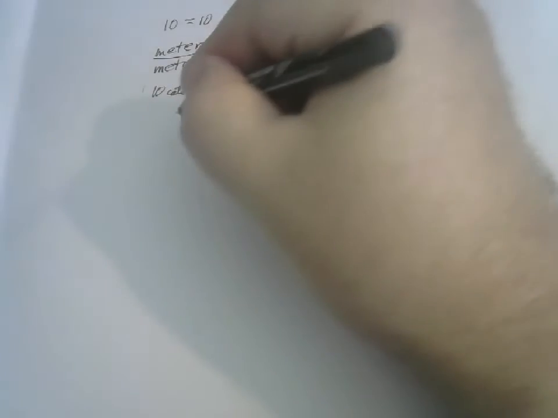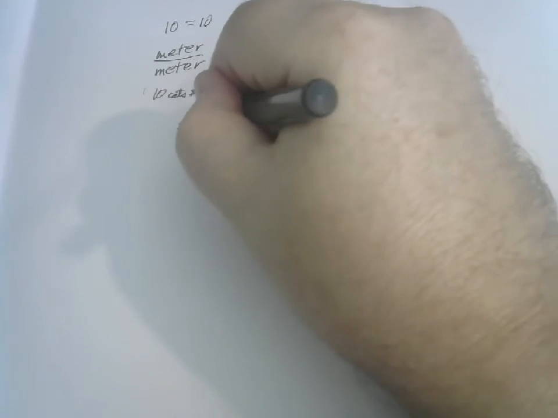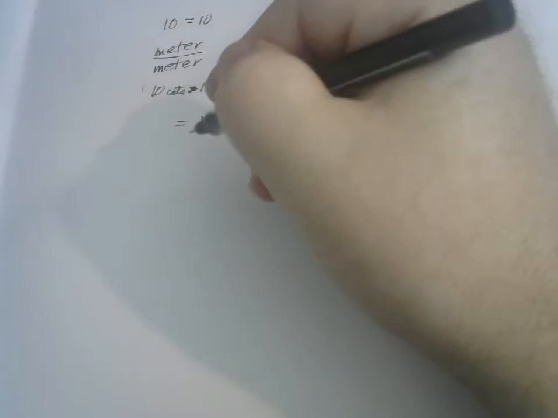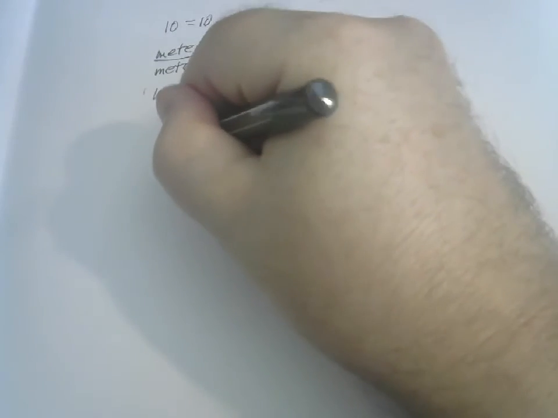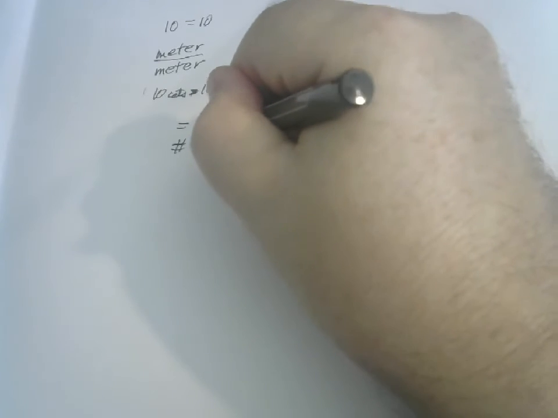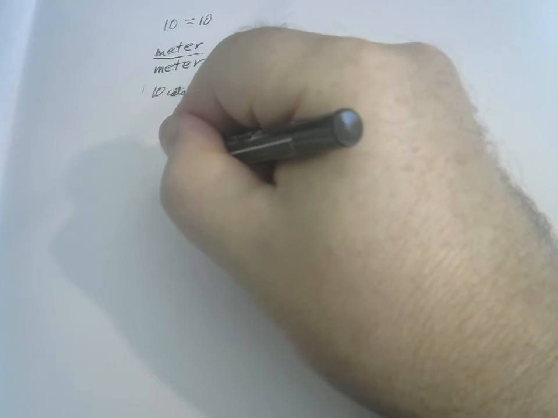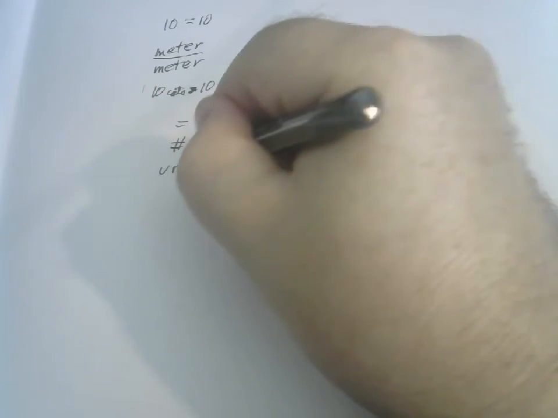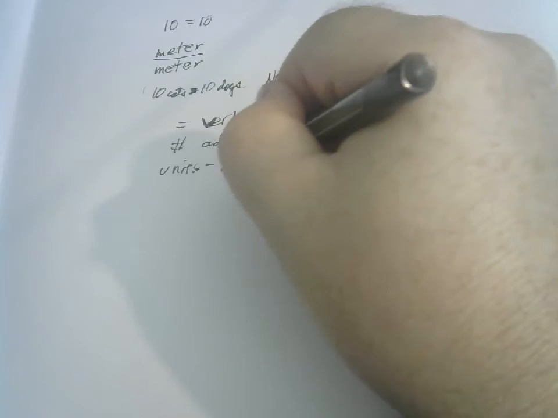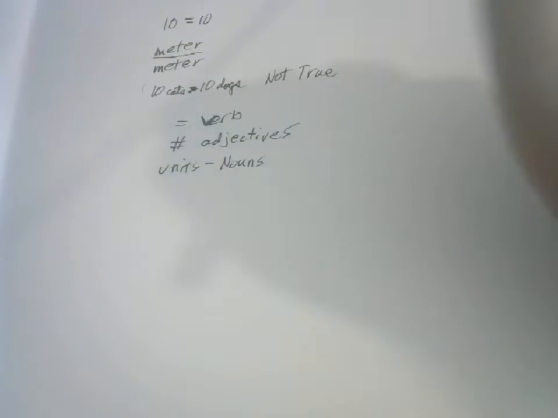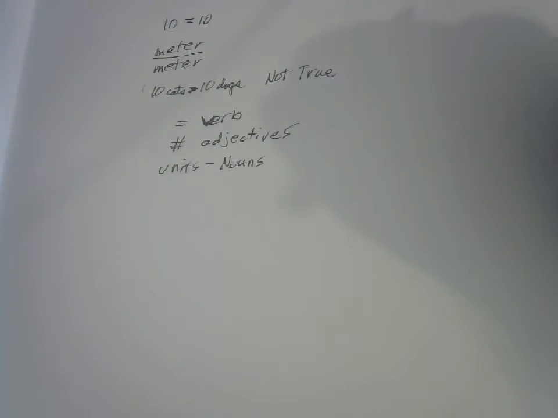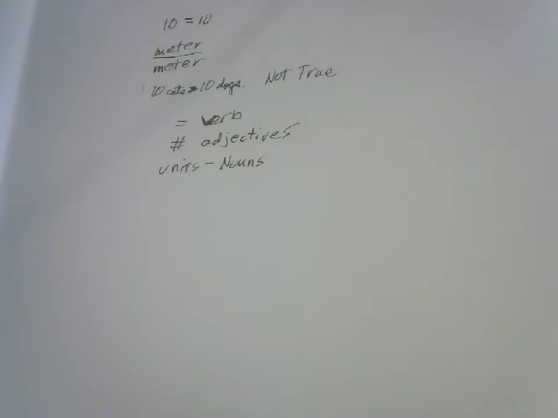Mathematics is a language, and really equals is the verb of mathematics. Numbers are the adjectives, and units are the nouns. So you've got to be very careful with the units. You can't just say 10 equals 10. It's got to be 10 what is equal to 10 what.